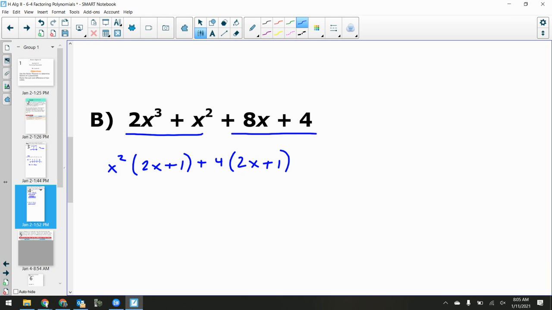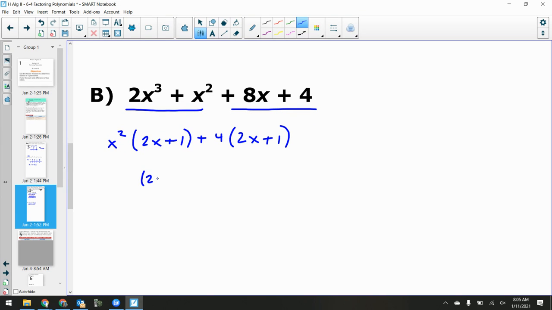But do all 4-term polynomials factor by grouping? No. At this point, if you tried this method and the parentheses aren't matching up, maybe it just doesn't factor. Maybe it's just not going to work out. That's okay, too. We remove the 2x plus 1, and we're left with an x squared plus 4.